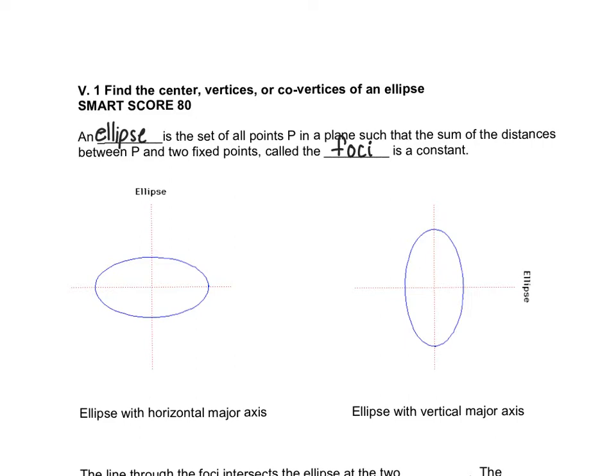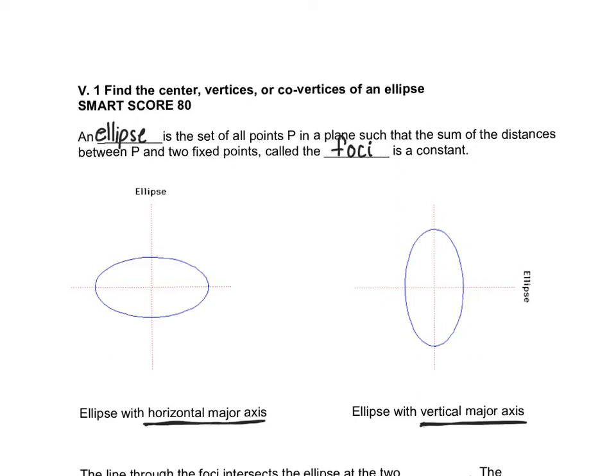So we have an ellipse that has a horizontal major axis, this one on the left. Notice that the horizontal axis here is longer than this vertical axis. So the ellipse on the left has a horizontal major axis. The one on the right, notice this vertical axis is much longer than the horizontal. So this one is an ellipse with a vertical major axis. The major axis is the longer axis. The minor axis is the one that's shorter.